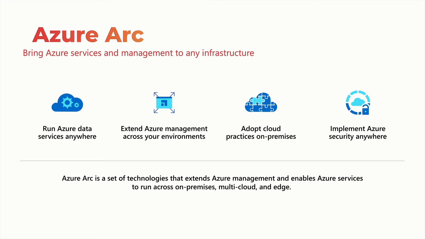Now, that means whatever best practices you typically apply to cloud infrastructure, they can be extended to VMs, bare metal servers, and even Kubernetes clusters running in very diverse environments. And finally, this brings everything under a very policy-driven security context because you can extend Azure security anywhere and everywhere through Arc. So these are the high-level promises, and these become very clear when we go through the demos and see some of these capabilities in action.